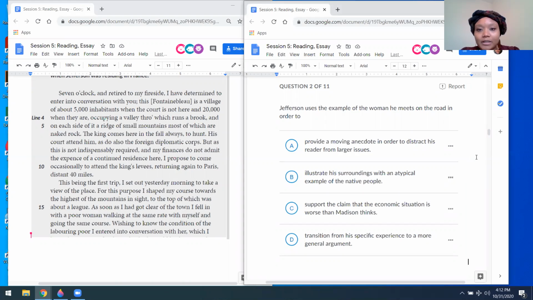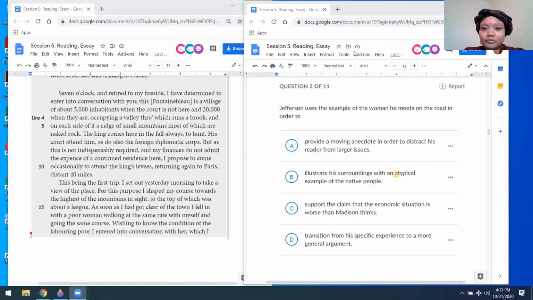Answer choice B says to illustrate his surroundings with an atypical example of the native people. If we don't know what atypical means, we can start to figure it out, because typical means average, usual, normal. A lot of times when you add an A in front of something, it means the opposite, which is just a very simple way of making something the opposite. It's like opposite day, or like psych. Like, oh, I want something that's typical. Then you add an A to it. I guess that's a simple way to describe that.